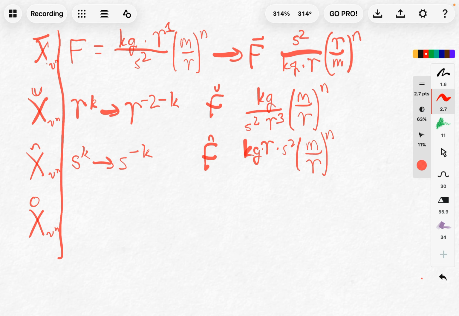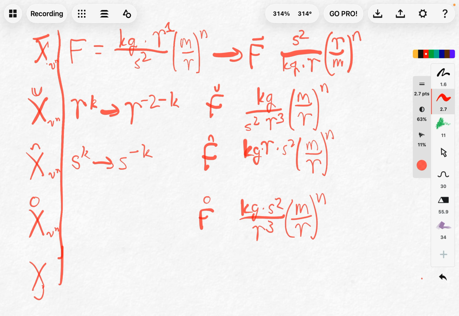And then the ring just combines both of these operations together. So for the ring, you have kilograms times second squared per the unit cubed from this effect and this effect times meters per unit to the n. Now, there is one last diacritic called the cedilla. All this does is let you know that the letter that the cedilla is on is a constant.